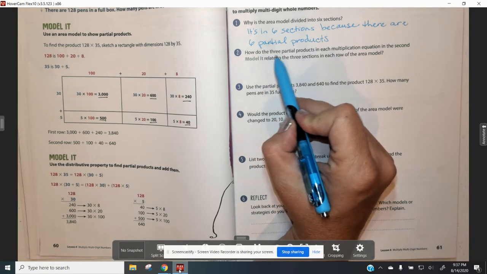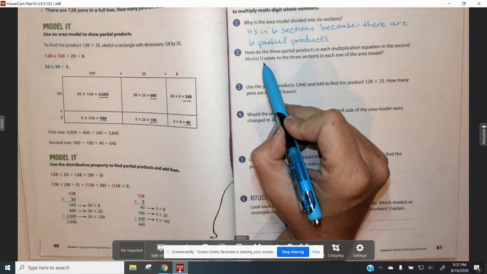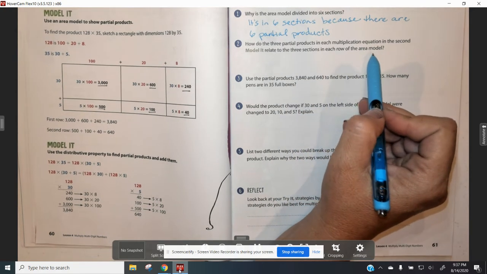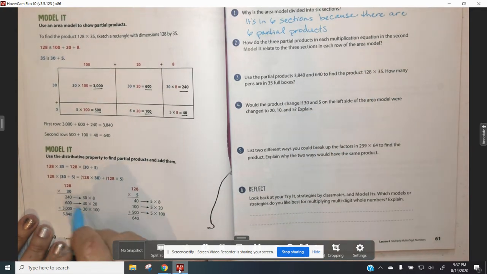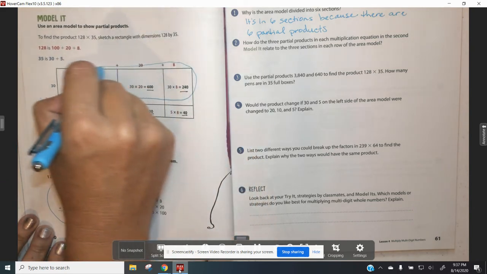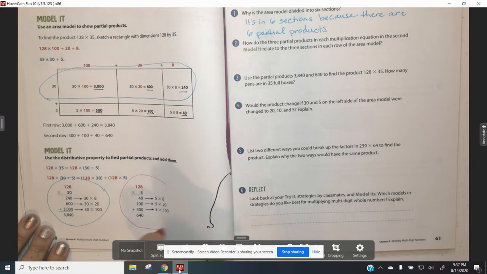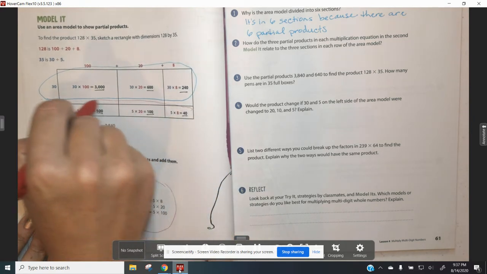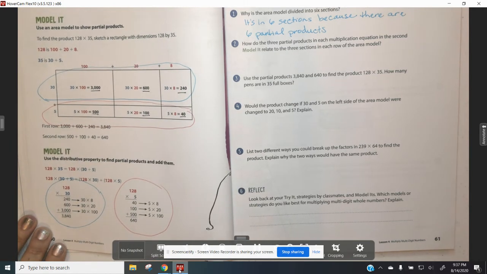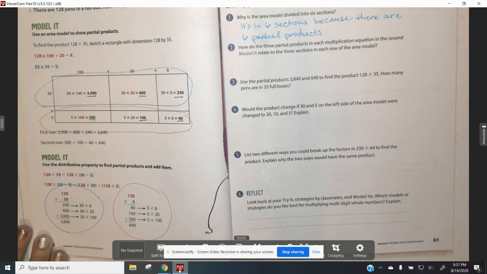Number 2, how do the 3 partial products in each multiplication equation in the second modelet relate to the 3 sections in each row of the area model? So, how does this relate to this? And how does this relate to this? Go ahead and pause your video and then come back when you think you have the answer.